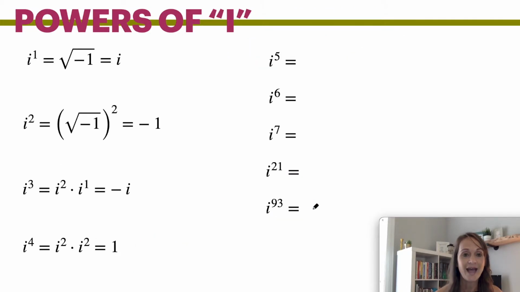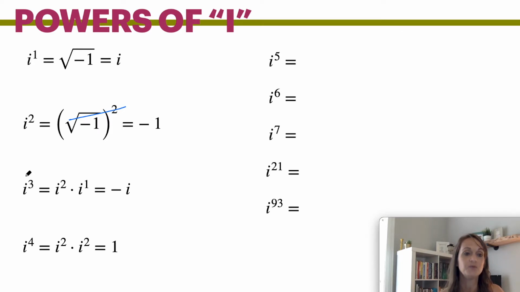Now, the powers of i actually follow a pattern. i to the 1 is the square root of -1, which is i. i squared is basically taking i and squaring it. Now, i is the square root, and the square root and square cancel each other, leaving you what is on the inside of the radical, which is -1.